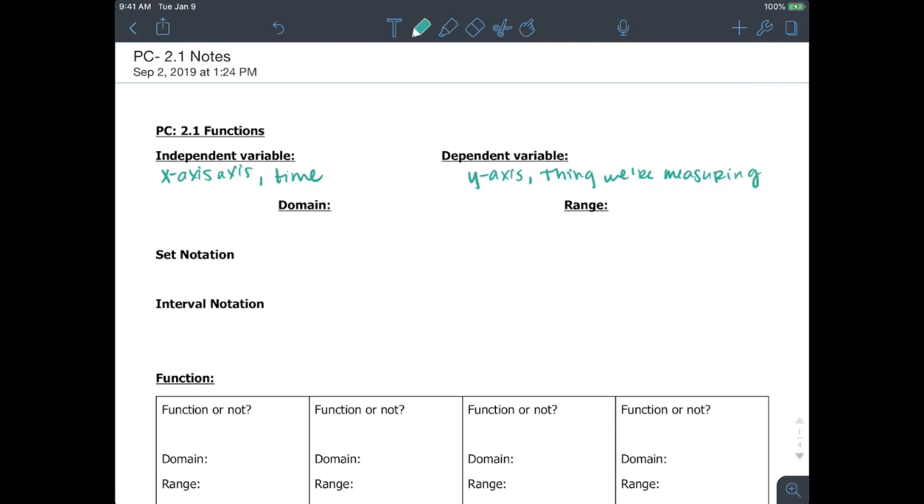All right, if you have to pause the video to write your notes, that's totally fine, okay? Domain is all possible x values in the graph, table, or equation, and the range is all possible y values.